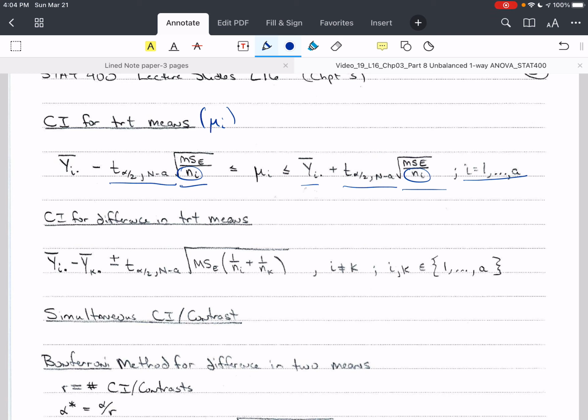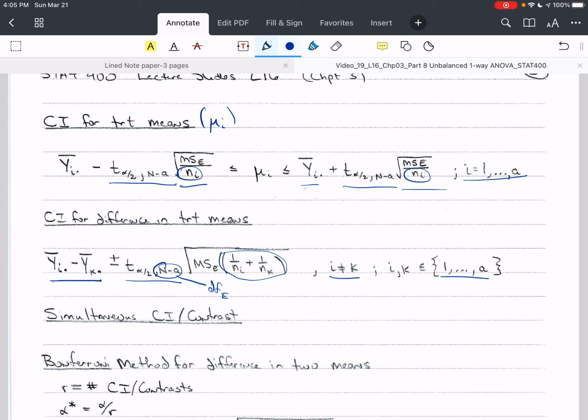And then we have the confidence interval for the difference in treatment means. Well, now, instead of having 2 MSE over n for the balanced design, we now have to break this up and just say 1 over n sub i plus 1 over n sub k, where i and k are not equal. And i and k are between 1 and a. All right. And so we see that we have the difference in means plus the critical value with the degrees of freedom of error. So the one-way case, this is the degrees of freedom of error for the one-way ANOVA.